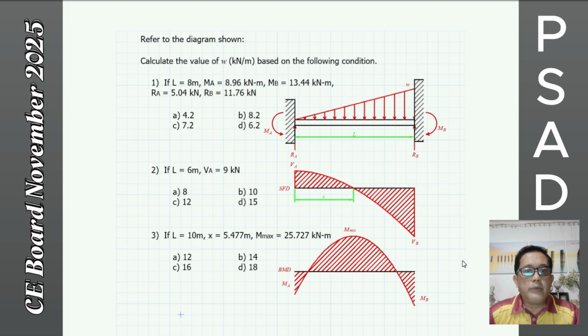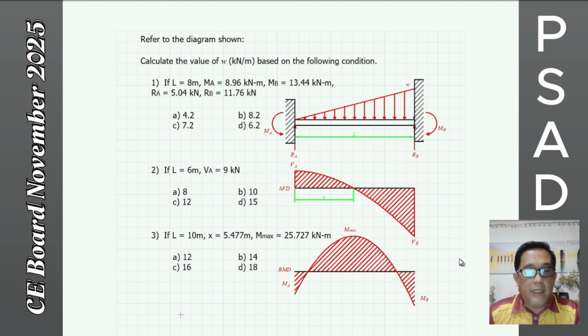Board November 2025. Refer to the diagram shown. Calculate the value of W, or w, in kilonewton per meter based on the following conditions. Number 1, if L, or length, is 8 meters, moment at A is 8.96 kN·m, moment at B is 13.44 kN·m, R sub A, or the reaction at A, is 5.04 kilonewtons and R sub B is 11.76 kilonewtons.